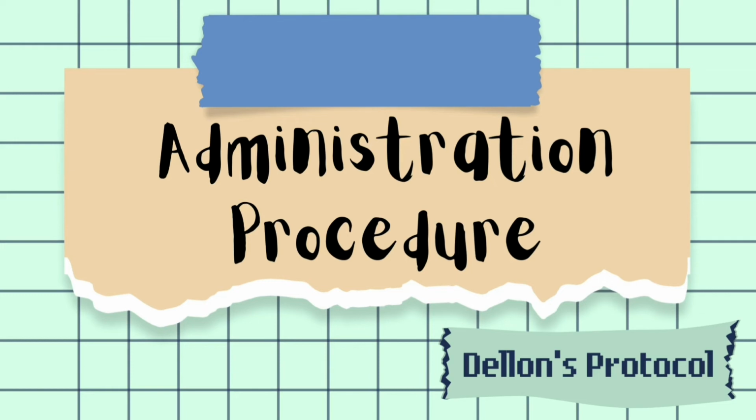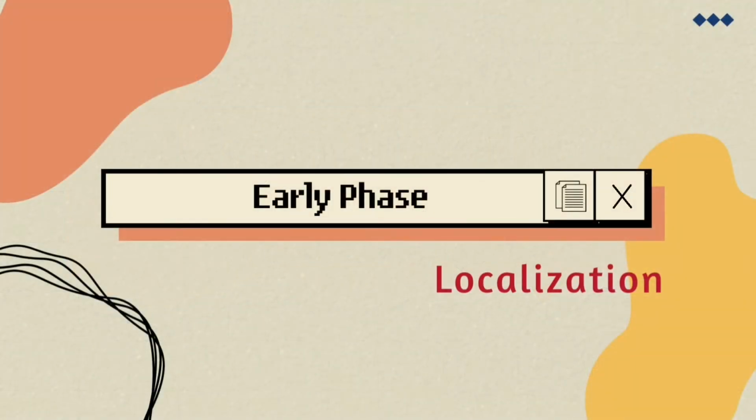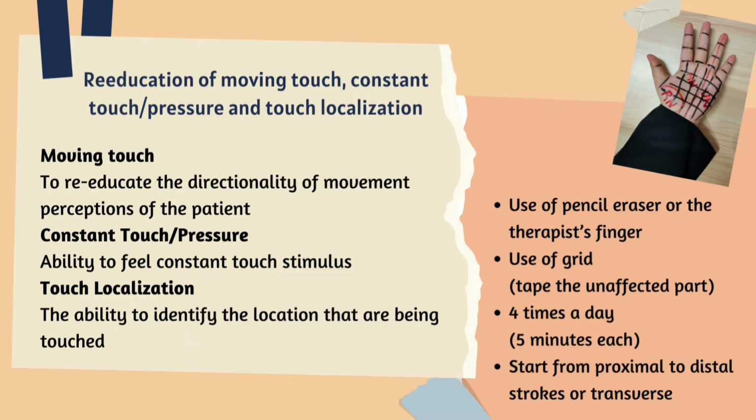In administering the sensory re-education technique, we use the Dellon sensory re-education protocol, which consists of two parts: early phase localization and late phase discrimination. For the early phase, it consists of re-education of moving touch, constant touch or pressure, and touch localization. Moving touch is to re-educate the directionality of movement perception of the patient, while constant touch or pressure is the ability to feel a touch stimulus that is constant or pressured. And lastly, touch localization is the ability to identify locations that are being touched without looking.